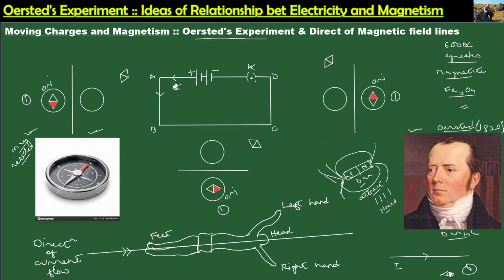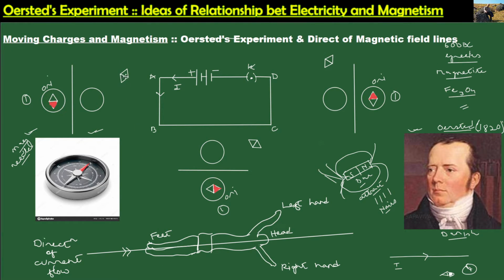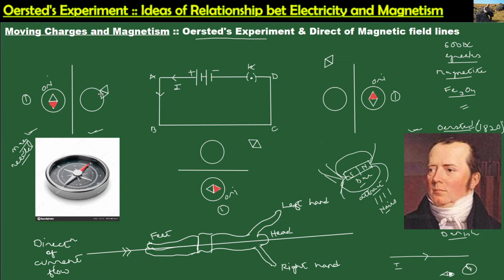But suddenly, when there is a flow of current, we find that there is some kind of deflection. If I bring this magnetic compass near, it is evident that it will show a certain deflection, in such a way that the north pole of the magnet will be deflected across this direction.